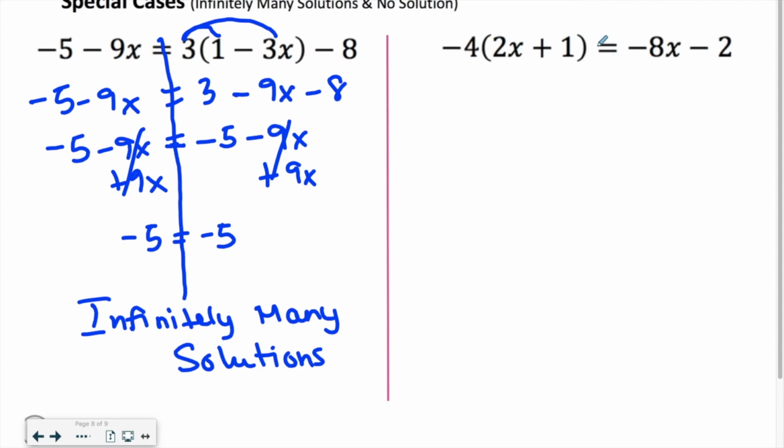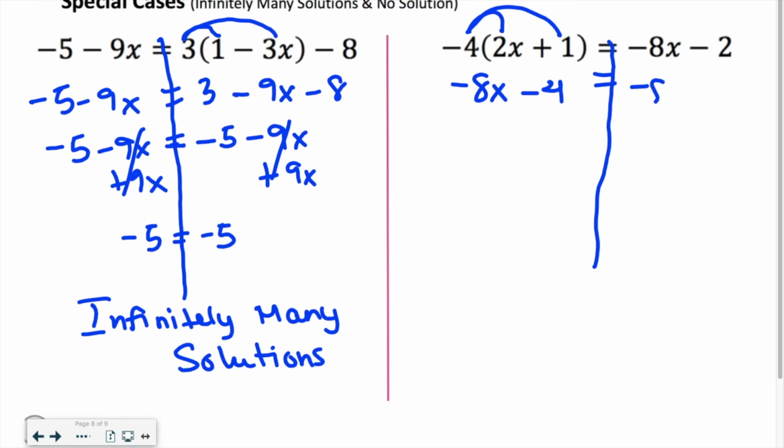And then on this one, draw your wall again. And we're going to distribute negative 4 into 2x, giving us negative 8x. Negative 4 into positive 1, giving us minus 4, equals negative 8x minus 2. Now look at this. Negative 8x minus 4 equals negative 8x minus 2. Well, it can't be a different number on this side. So right away we know this is not going to work out. But let's just do it anyway so that I can show you.